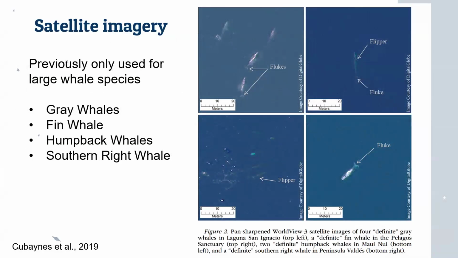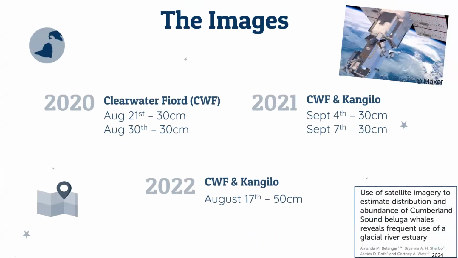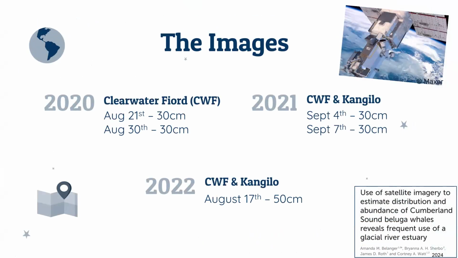So previously, it was only used for large whale species. In this paper from Hannah Cubaynes, there are a few examples: in the top left, a couple of gray whales; in the top right, a fin whale; in the bottom left, a couple of humpbacks; and a southern right whale in the bottom right corner. My advisor, Courtney Watt, decided to try this out with beluga whales, and it was a success. So she wanted to continue that with various projects, one of those being part of my thesis.